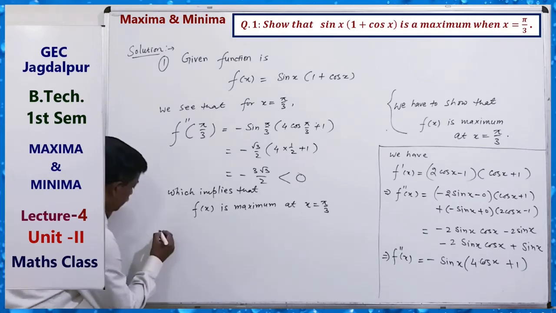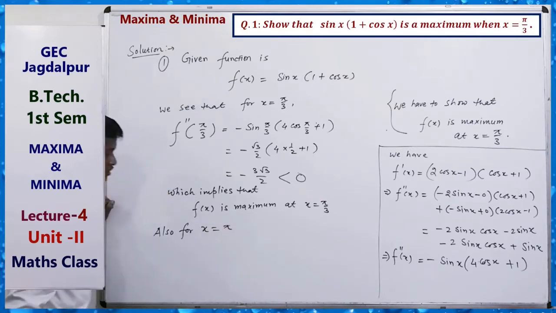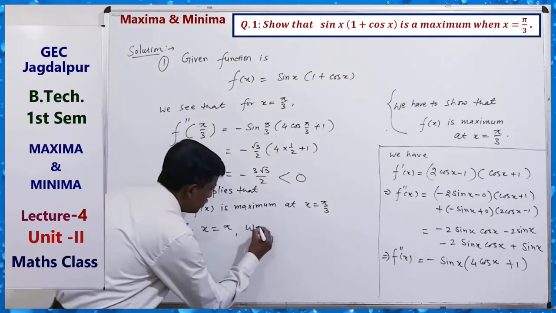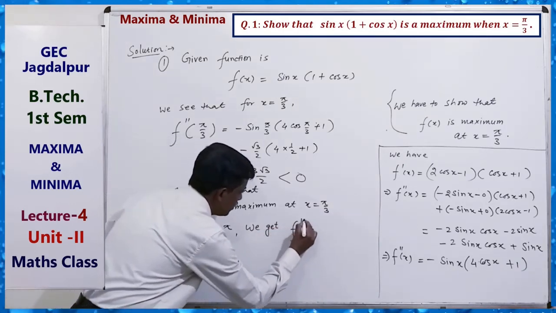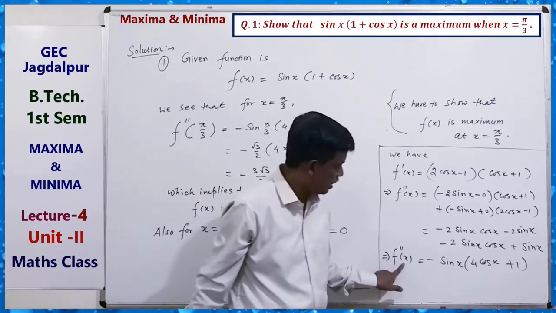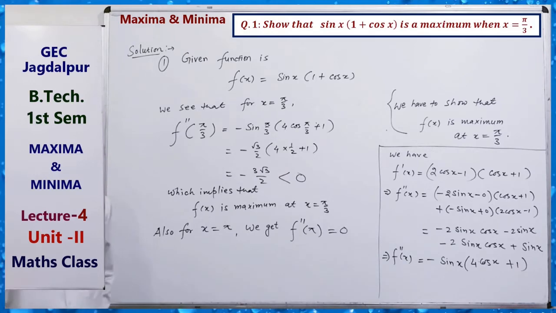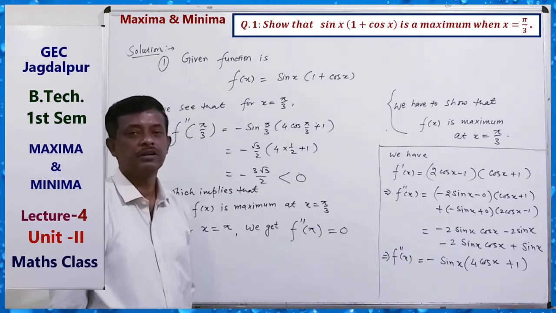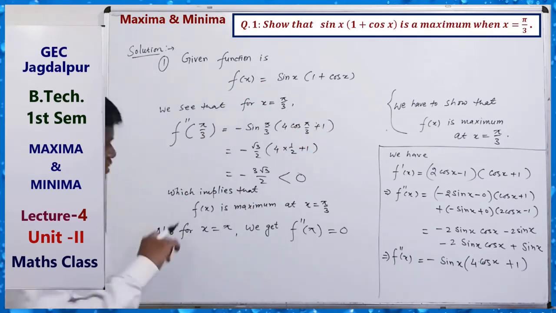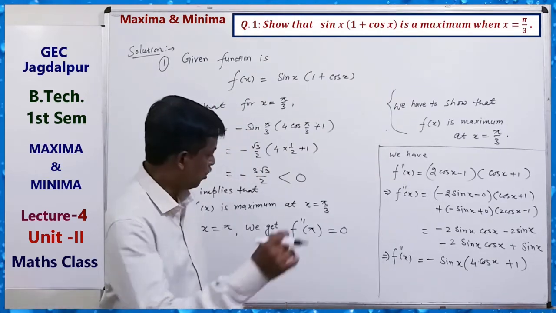Now, also for x equals pi, we get f double dash pi equals 0, because if you have here pi, then sin pi is 0. So total 0. Double derivative is 0. Then we can try the first derivative test. So here, what is the first derivative? First derivative is this. Now the point is what?